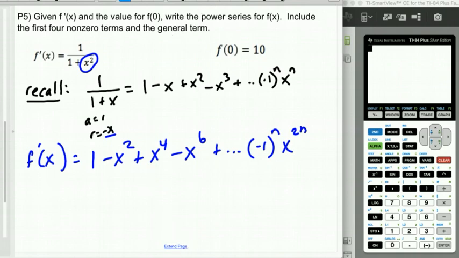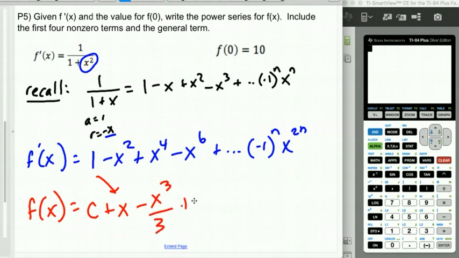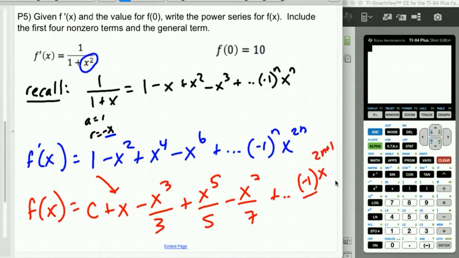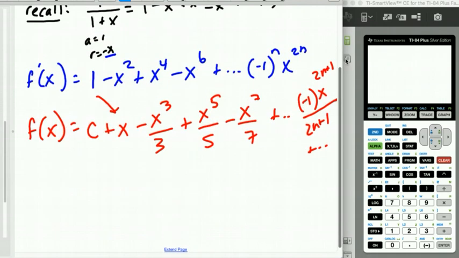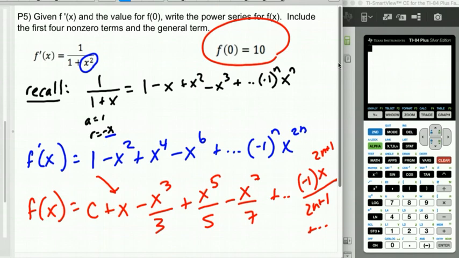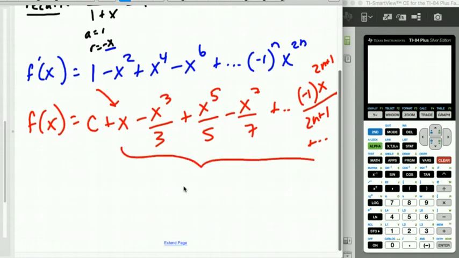That's fine. And then when I want to find f, my f of x is going to be what happens if I integrate this. So I have a constant, and then this guy is going to become a plus x minus an x cubed over 3, plus an x to the 5th over 5 minus an x to the 7th over 7 plus and so on, negative 1 to the n, x to the 2n plus 1 over 2n plus 1, plus my ellipsis to say it goes on forever. Now I was given that f of 0 is 10. So that's my c, because if I plug in 0, if x is 0, these all get knocked out. So this must be my 10, because f of 0 is 10.